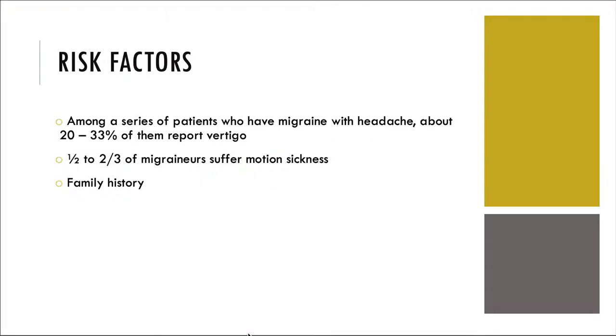Some general risk factors for vestibular migraine are that among a series of patients who have migraine with headache, about 20 to 33% of them report vertigo. And about a half to 2/3 of migraineurs suffer from motion sickness, which can also have to do with vestibular migraine. Another big risk factor is the family history, which, as I showed earlier, can be passed on through different genes, resulting in people having vestibular migraines.